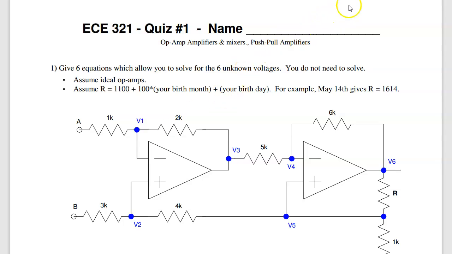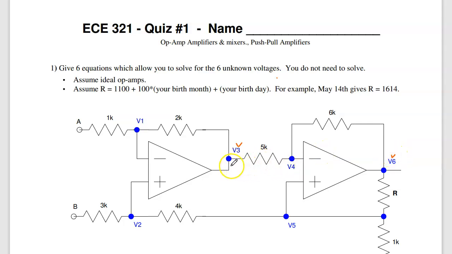To start with, for an op-amp with negative feedback, V plus equals V minus. So I know that V1 equals V2 and V4 equals V5. That's actually the output equation. So node 3 is taken care of and node 6 taken care of.